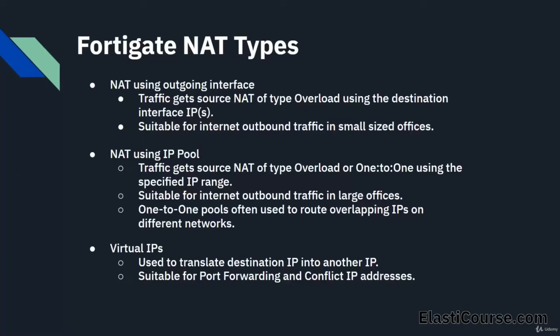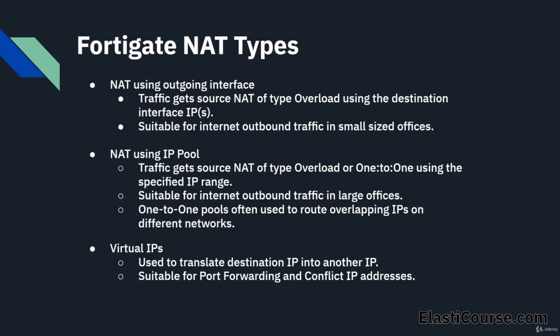FortiGate NAT types. In a typical FortiGate, we have three main NAT types. NAT allows a router to modify a layer 3 packet and change the IP addresses, either for the source or the destination IP address.